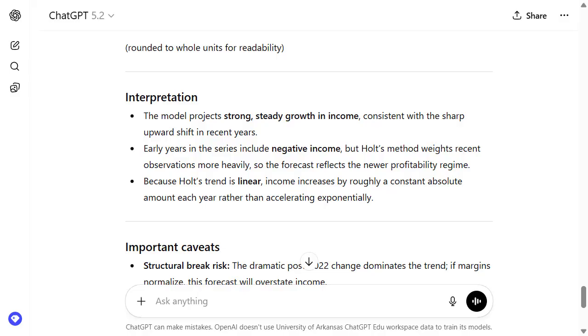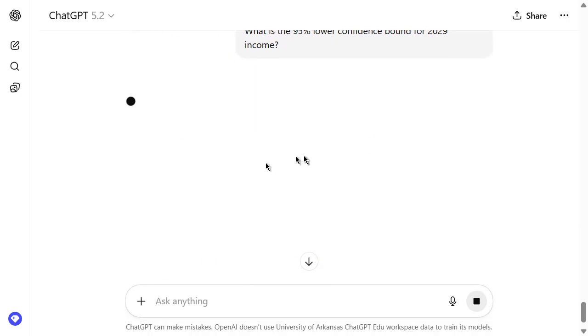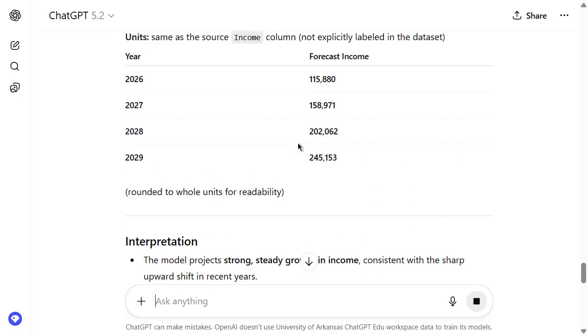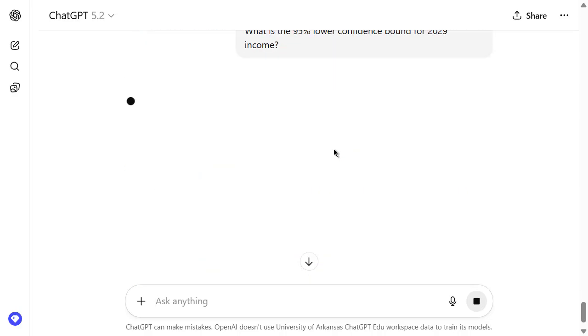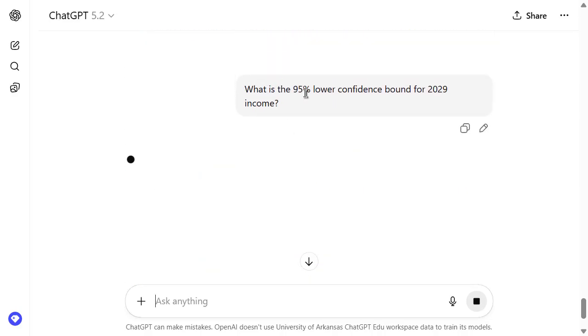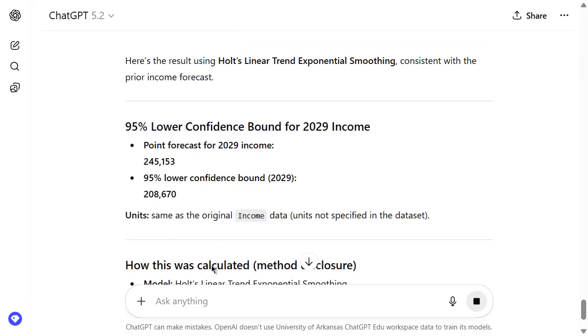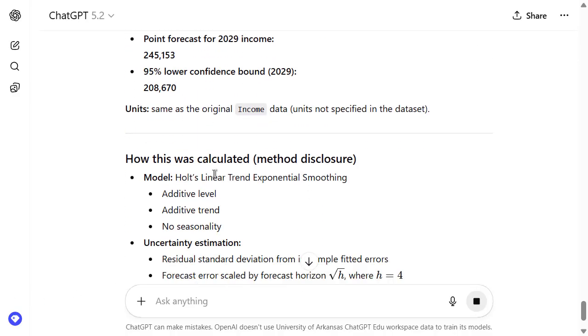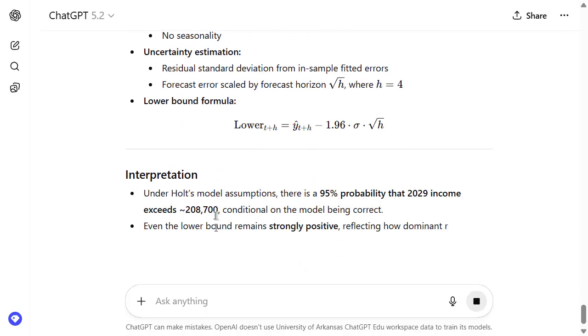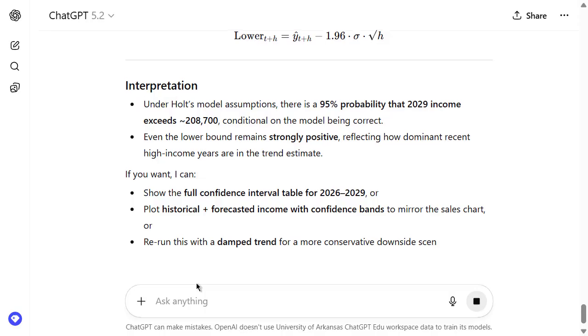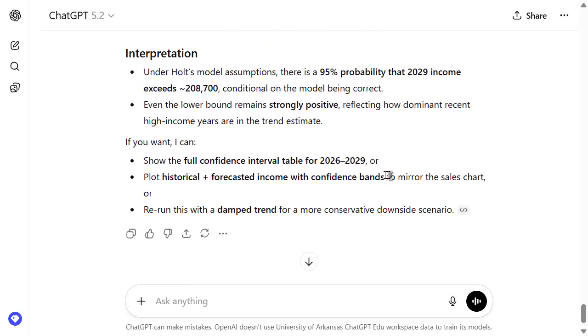So we can ask for the lower confidence bound for 2029 income. The point estimate again was 245,153. And the question is, what's the lowest bound? What's 2 standard deviations below that amount? We're asking it to provide that information. Okay, so it looks like it's 208,670, which is 2 standard deviations below the expectation.